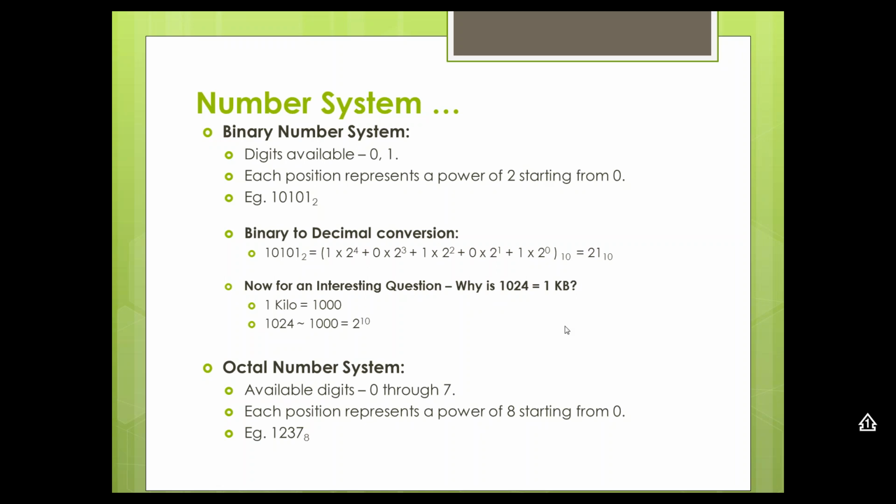Let's move on to the octal number system. The available digits here are 0 through 7: 0, 1, 2, 3, 4, 5, 6 and 7. As in the binary number system, each position is represented by a power of 8, starting from 0 at the rightmost digit, and we increase the power of 8 by 1 for each position.